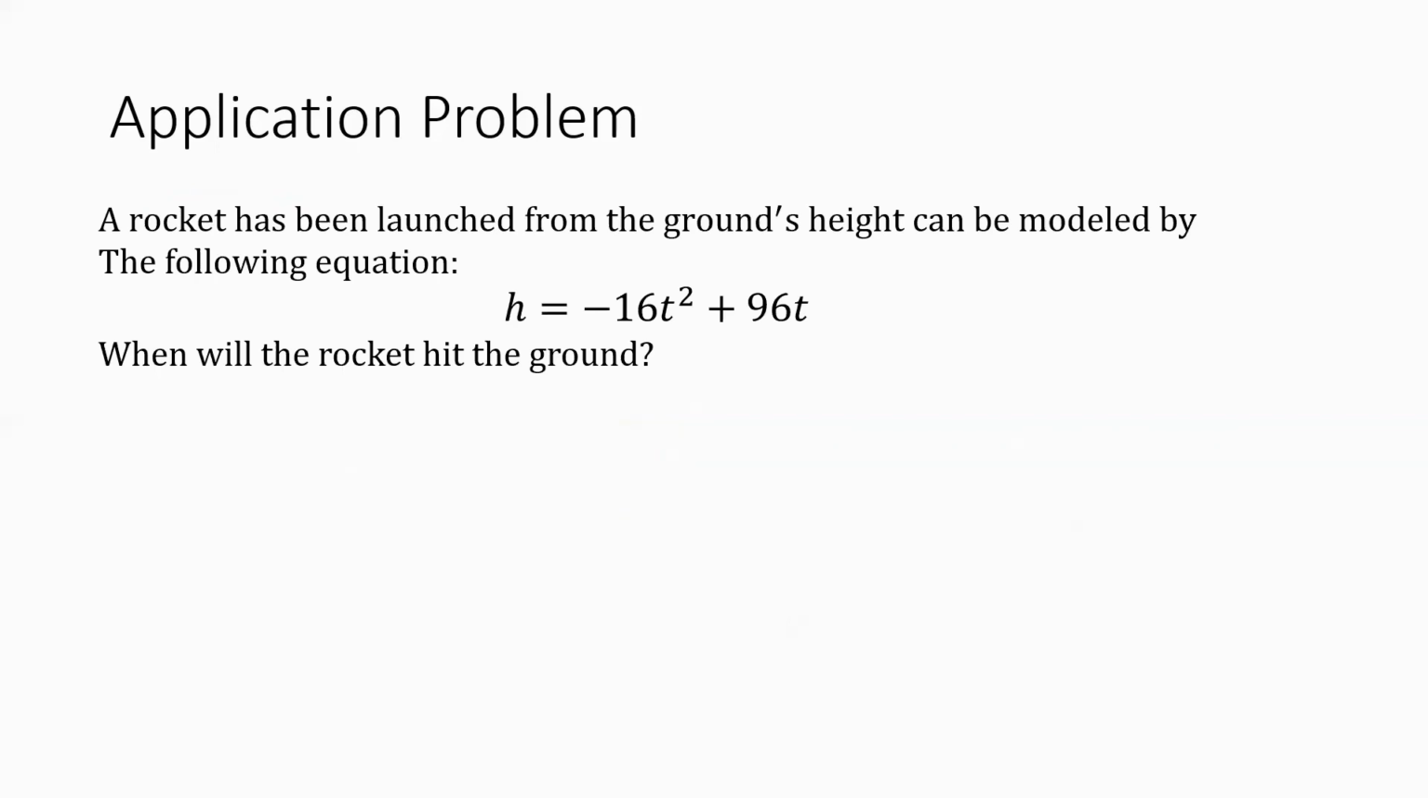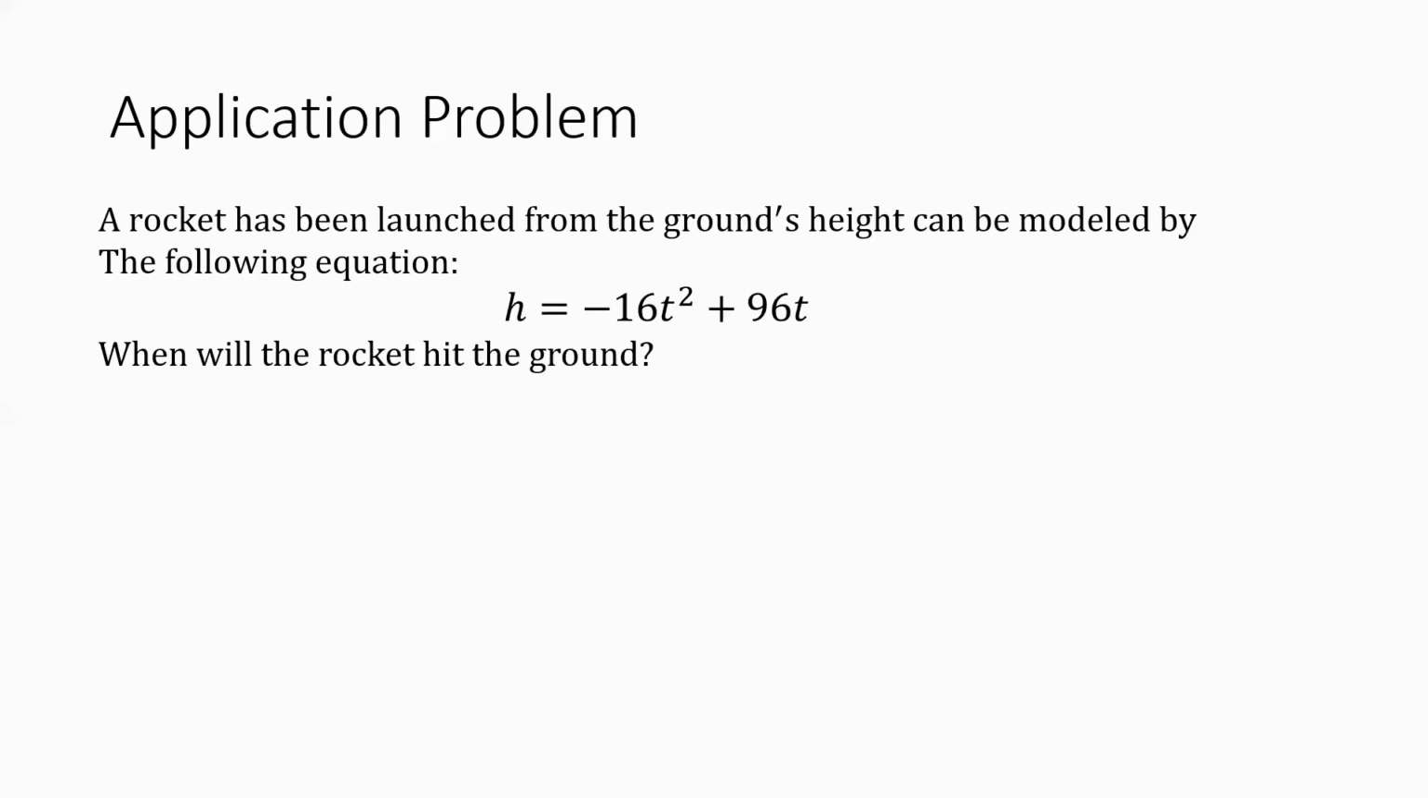So in this case, I have this formula, h is equal to negative 16t squared plus 96t, and I should have said what h means and what t means, because otherwise I'm not really giving you a good formula. T is going to be time, I believe in seconds, and h is going to be height, and I believe the units for that are feet. So h is my height, t is my time. Now the question is, when will the rocket hit the ground?